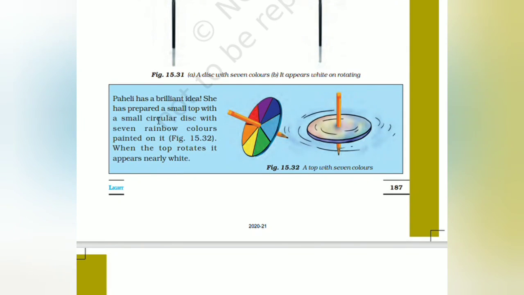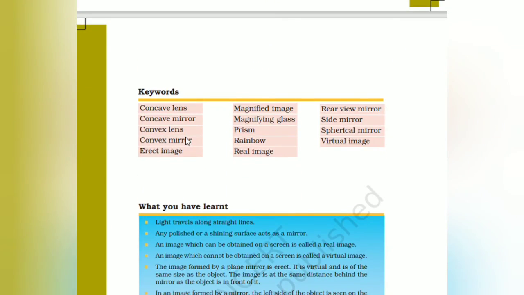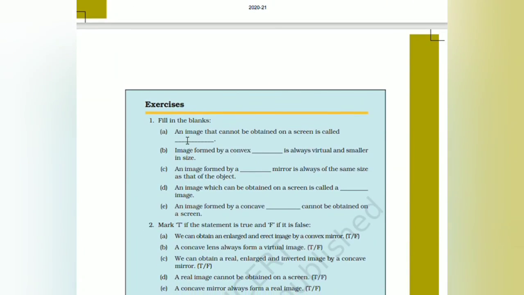Paheli has a brilliant idea. She has prepared a small top with a small circular disc with 7 rainbow colors painted on it. When the top rotates, it appears nearly white. This is what we learned in this chapter.